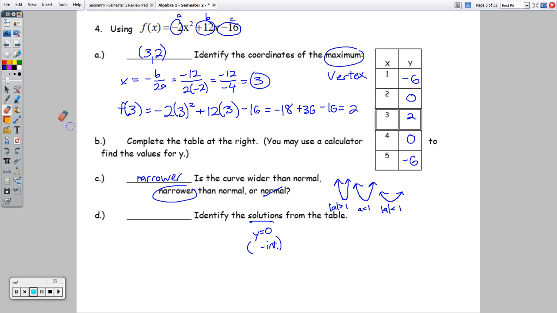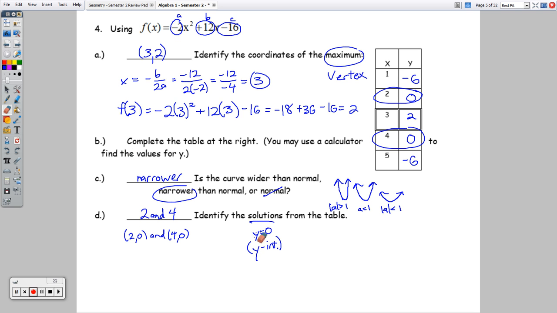So the y-intercepts, looking at the table, where does that actually cross the graph? Where does the y value equal 0? That's right here, and that's right here. So we have 2 and 4. Or you could say (2, 0) and (4, 0) as well.